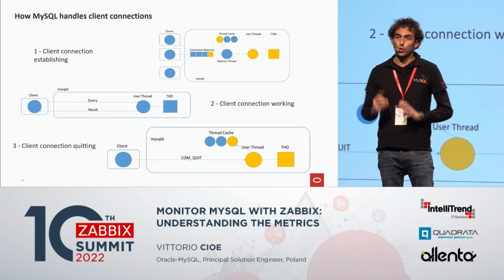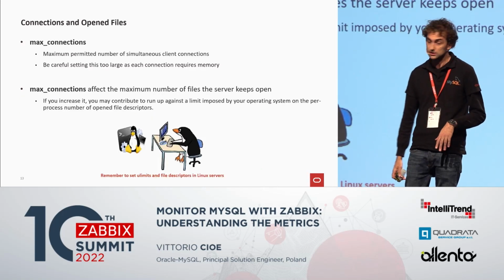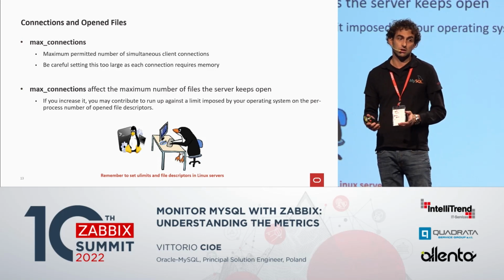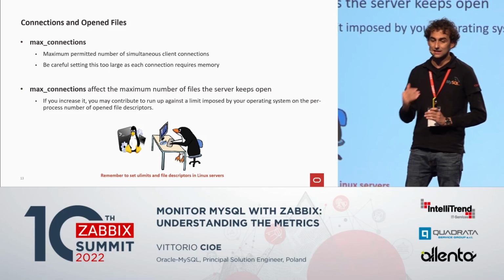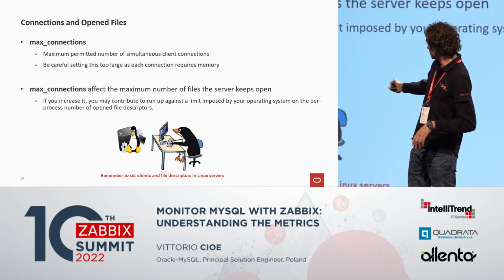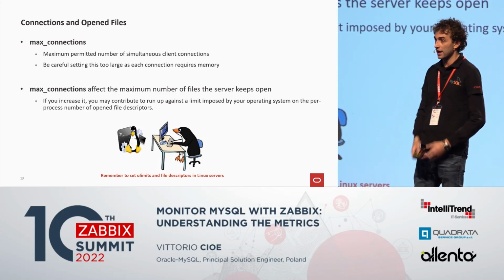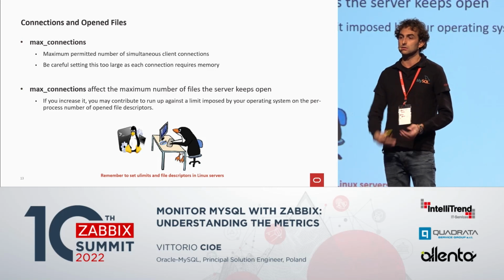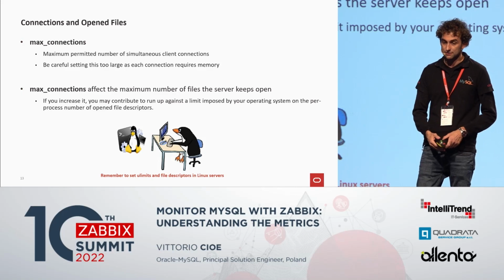So what are the important metrics related to the connection? This is valid for every version of MySQL, especially for community. Max connections. This is the key metric I have to keep in mind, because if I set it too low, the application might not be able to work properly. If I set it too high, I might knock the server down. Why? Because each connection requires memory, and not only that. Each connection actually opens a file on the operating system. That's why you might need to increase the ulimits more than the standard, depending on the workload. So remember to set ulimits and file descriptors.